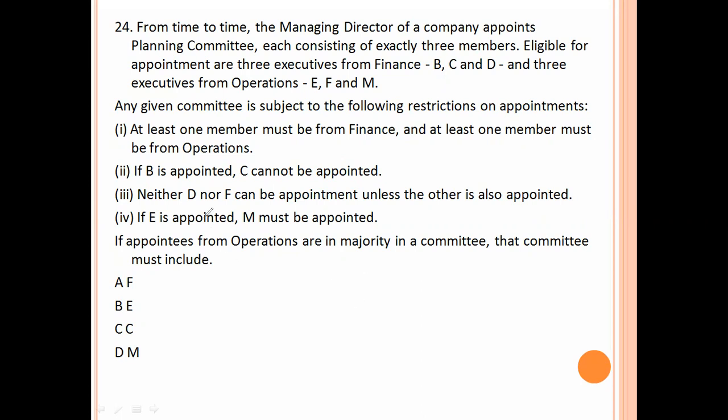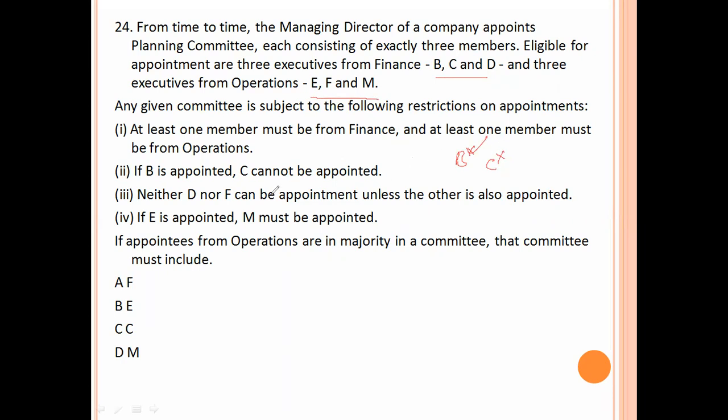Now here you see that from finance there are 3 members, B, C, D, and from operations E, F, and M. At least one member must be from finance and at least one member must be from operations: one from finance, one from operations. If B is appointed, C cannot be appointed.